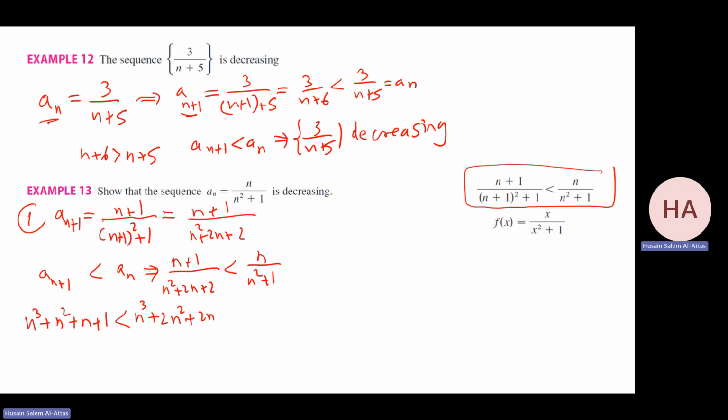I'm not sure if I did any mistake. Let me do the calculation and see what will happen. I'm sure I did it correct. n squared plus 2n plus 1 plus 2. This is n cubed plus 2n squared plus 2n. Wait a minute. I have this times this. I have n cubed plus n squared, n plus 1, this is n over n squared plus 1, plus n squared plus n plus 1. I want to prove this is less than n cubed plus 2n squared plus 2n.